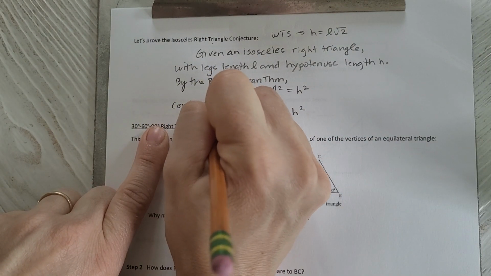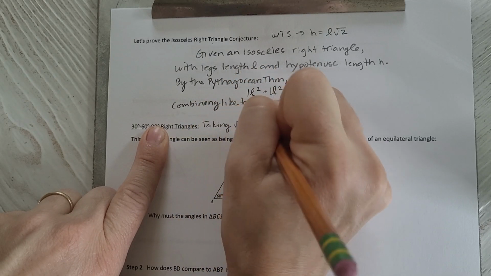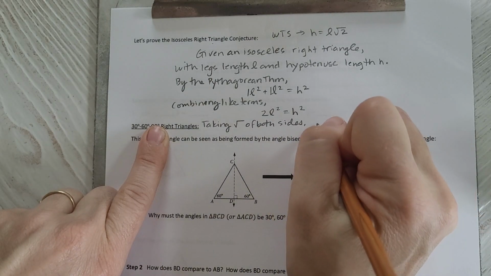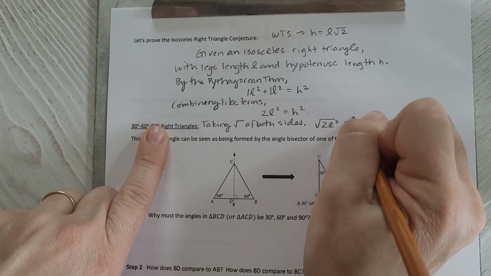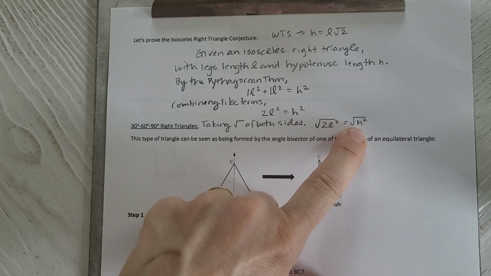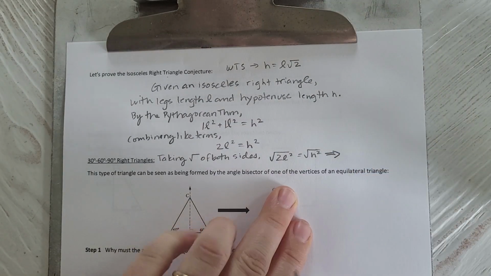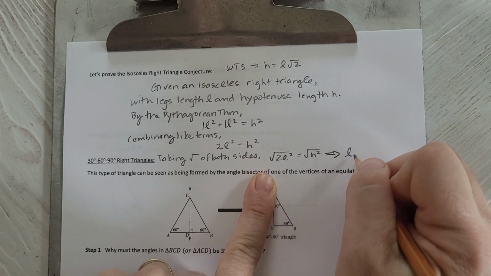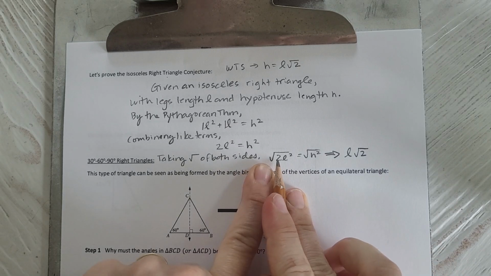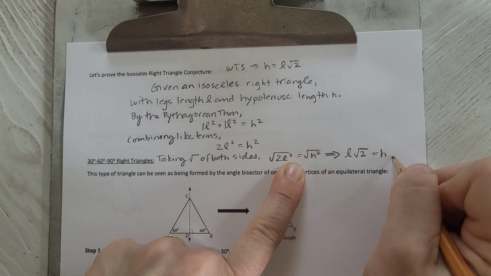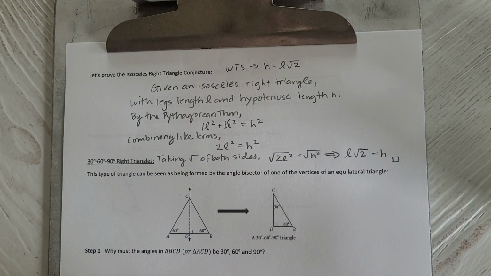And then taking the square root of both sides. I'm running out of room here, so I'm going to go over here. So the square root of 2L squared equals the square root of H squared. And then I'm just going to use one of my arrows, and that's going to give me L here because the square root of L squared is L. But the 2 has to stay under the radical. And then I can take the square root of H squared, which gives me H. And that's what I wanted to show. So great job looking at the isosceles right triangle conjecture.